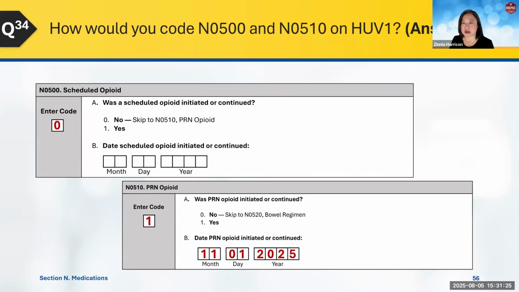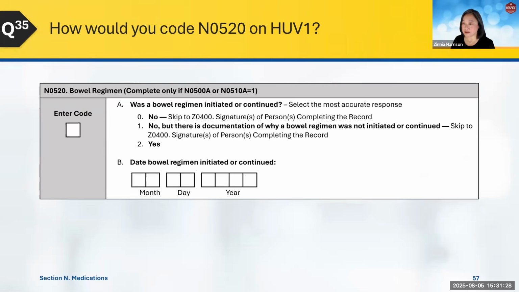So let's try another question on the next slide. Again, in the chat, you'll see the scenario as a reminder. How would you code bowel regimen A and B based on HUV1 assessment?